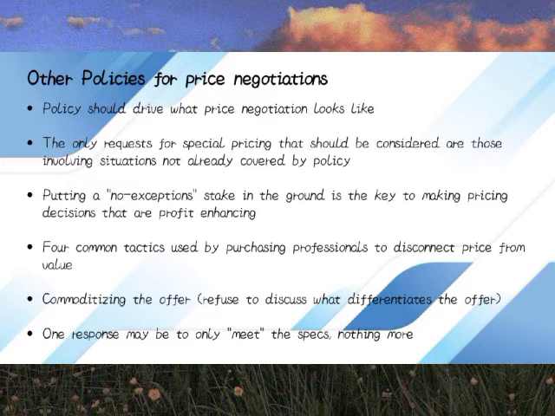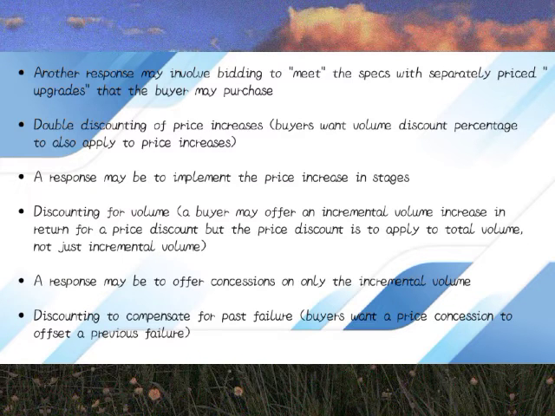Fifth, commoditizing the offer. It is to refuse to discuss what differentiates the offer. Sixth, one response may be to only meet the specs, nothing more. Seventh, another response may involve bidding to meet the specs with separately priced upgrades that the buyer may purchase. Eighth, double discounting for price increases.